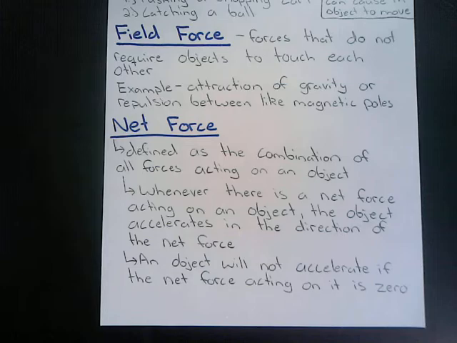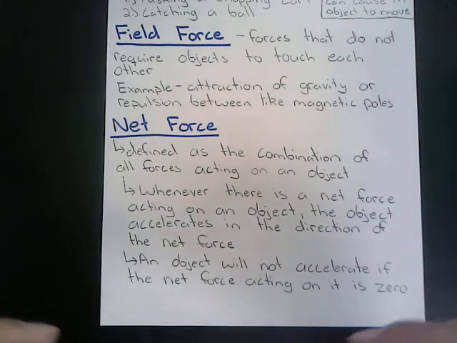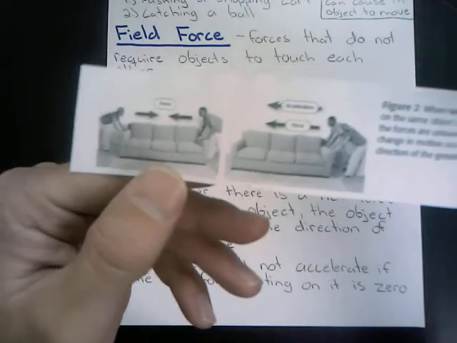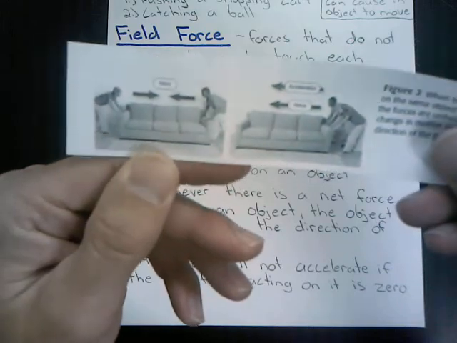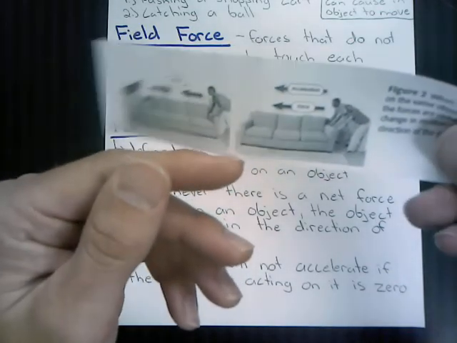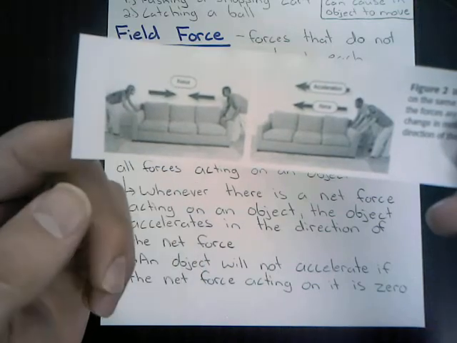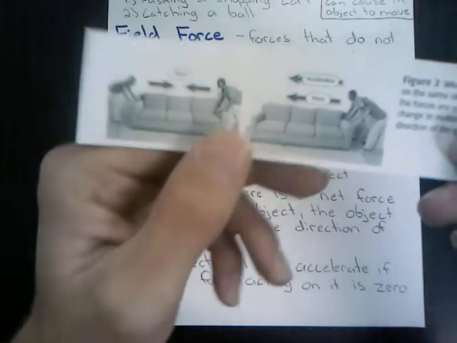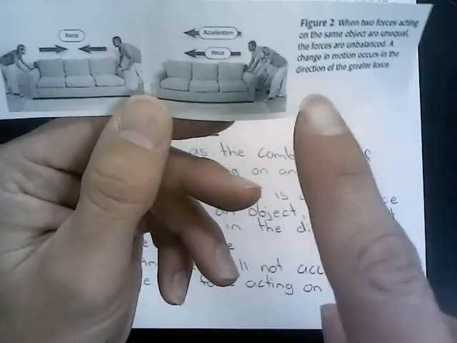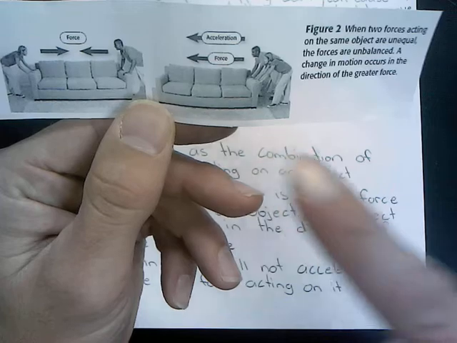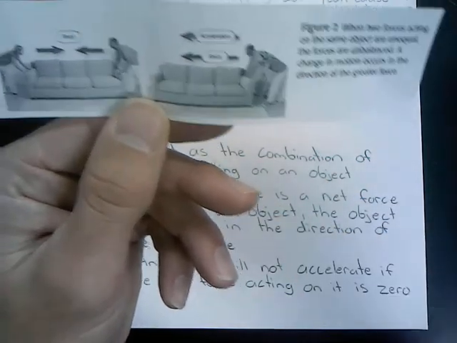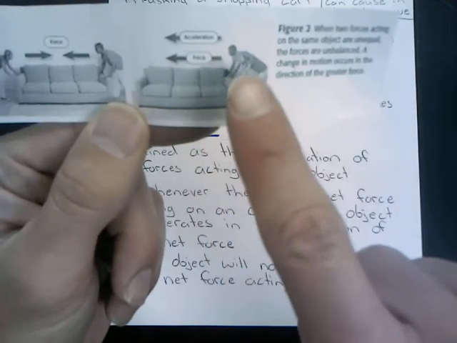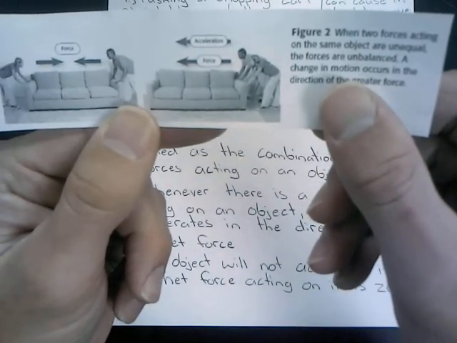So to help you visualize this, what I have here is a picture of two things. One, these two people are pushing against each other with equal forces on this couch. Because they're pushing in opposite directions with equal forces, the couch doesn't move or accelerate. Now we switch gears, and these people both use the same amount of force, but they both push in the same direction. There is an acceleration because there's an overall net force occurring in this picture on the right.